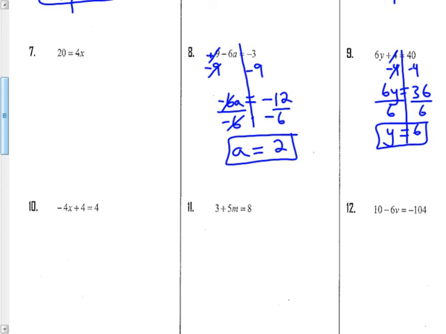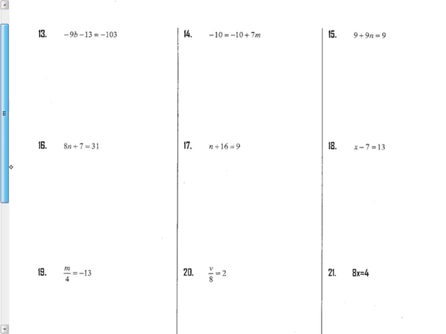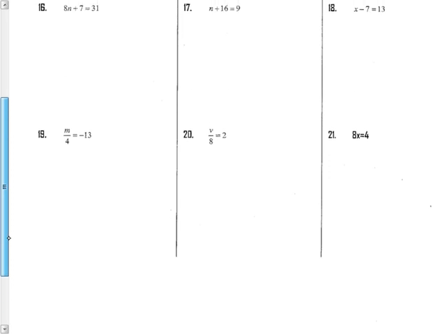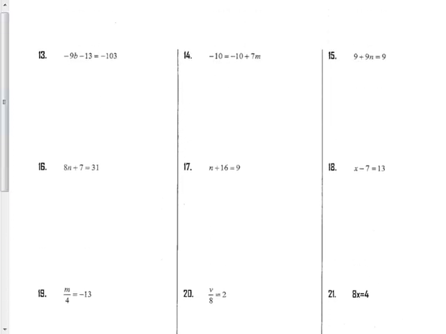Let's jump to the back here quickly. You've actually looked at all the different types of problems. I want to see if there's a little bit more difficult one for you on the back here, but there's not necessarily. So let's just take a look at one more, number 14. And number 14 looks like this. I've got negative 10 is equal to negative 10 plus 7m. So I need to get rid of two things. I need to get rid of this negative 10 and get rid of this 7.